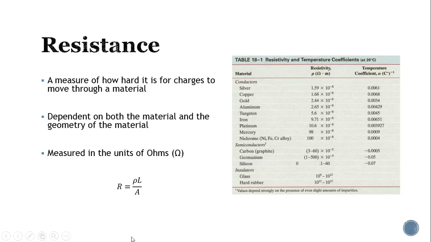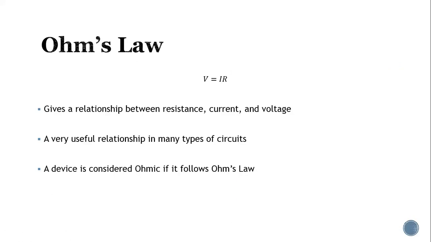So we have a relationship between resistance and a value that's called resistivity, which we give the symbol rho. That basically is dependent upon what material you're talking about. L is the length of your wire or your substance, and A is its cross-sectional area.